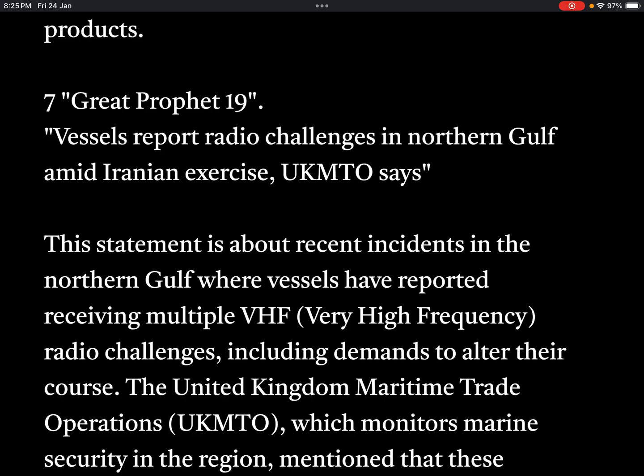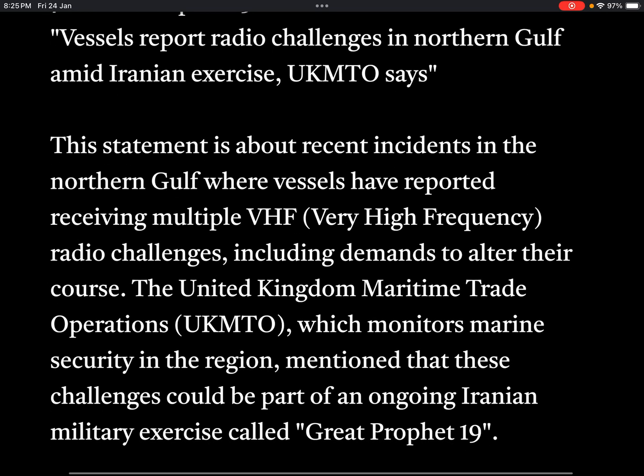Vessels report radio challenges in Northern Gulf amid Iranian exercise. Says who? The United Kingdom Maritime Trade Operations says this. So this statement is about recent incidents in the Northern Gulf where vessels have reported receiving multiple VHF, that means very high frequency radio challenges, including demands to alter their course. That means ships sailing through the Northern Gulf were instructed to alter their course by Iranian authorities, maybe, I'm not sure, to avoid any collision or any damage to the ships, or maybe some other reasons.